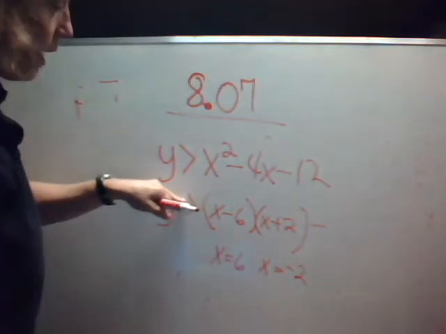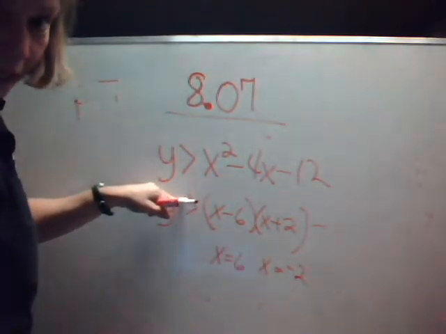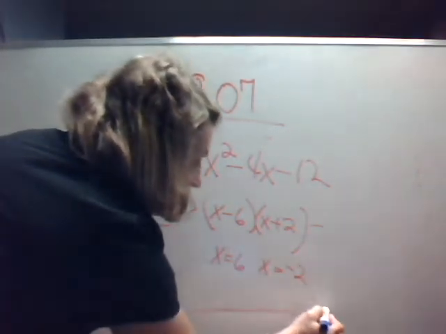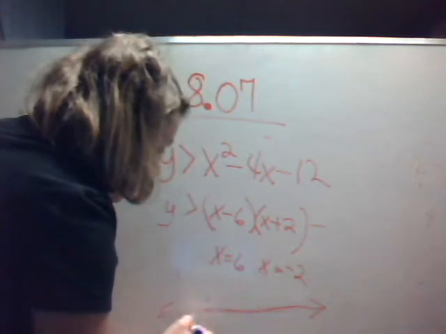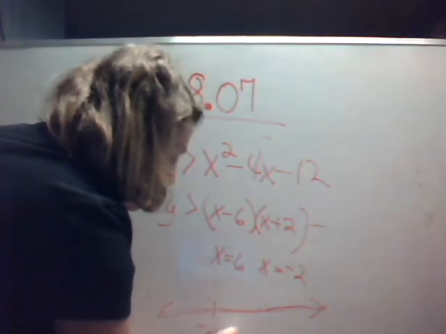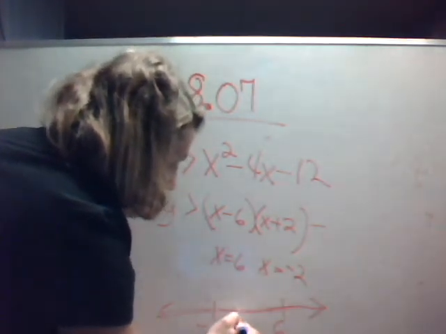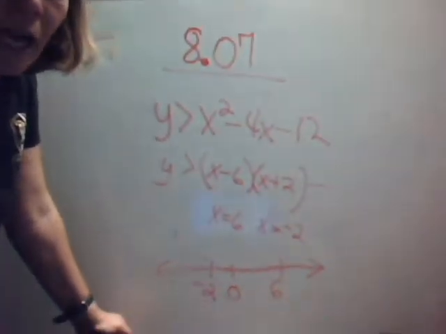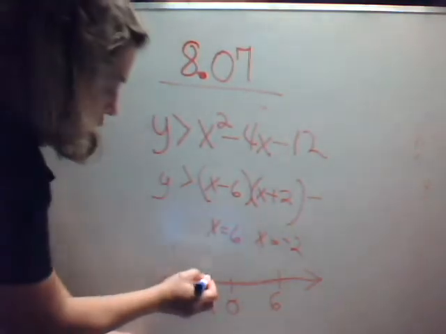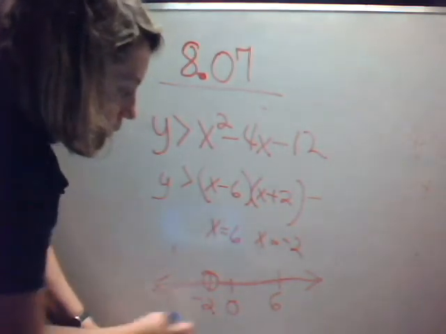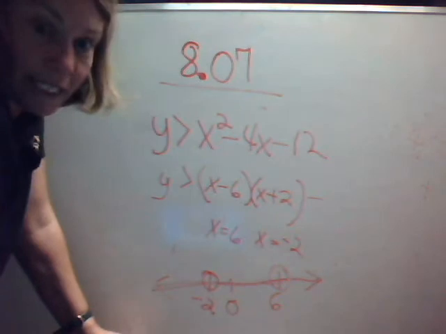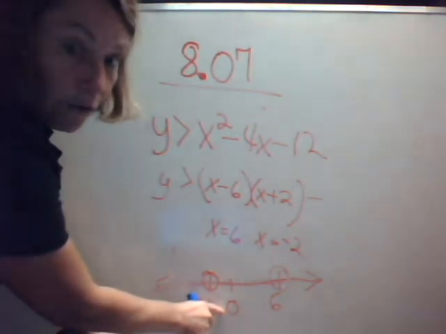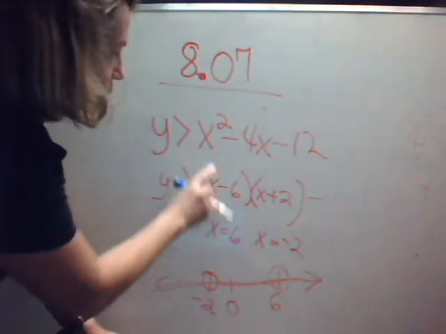Now, since this is a greater than symbol, I'm not going to include those points. So when you go to do your number line, you've got negative 2 down here, positive 6 here, and 0 in here. I have my regions, don't I? And what you're going to do now is test your regions. You're going to have an open circle at negative 2 and an open circle at 6 because they're not included. Now I'm going to test the 0 first because that's an easy one to practice.